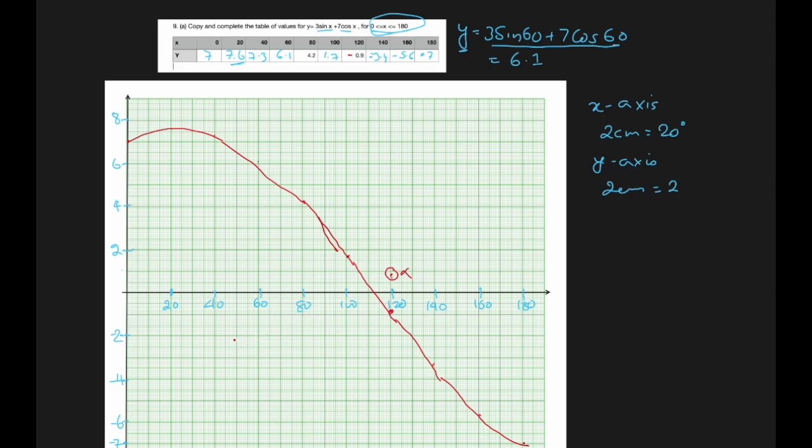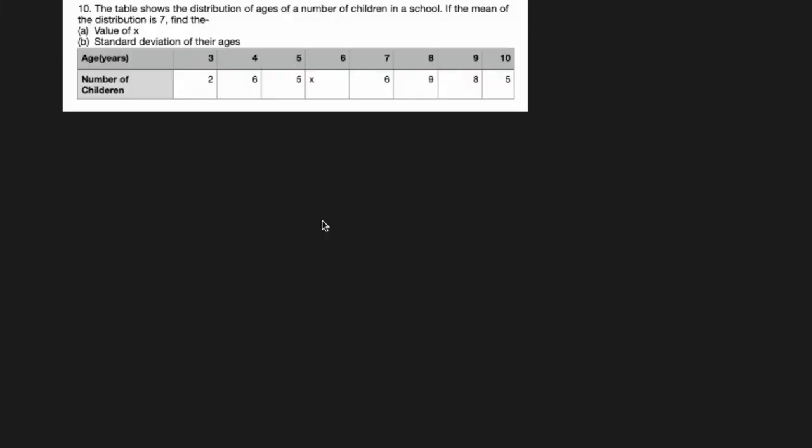Okay, this is the graph they are asking us to draw. Question number 10. The table shows the distribution of ages of a number of children in a school. If the mean of the distribution is 7, find the value of x. So the mean of this tabular data is 7. And we should know that the mean, usually written as x bar, is equal to sigma fx over sigma f for tabulated data.